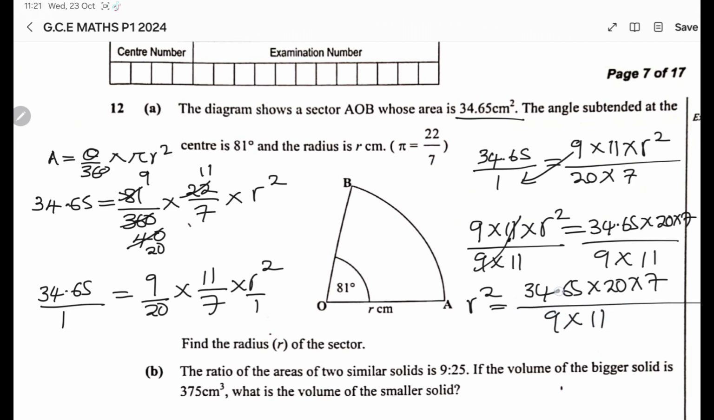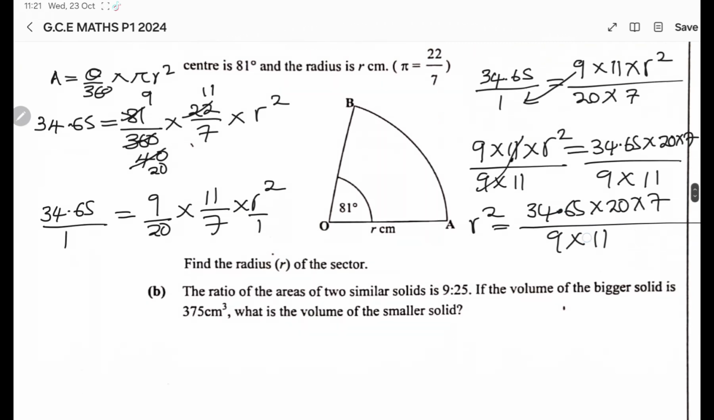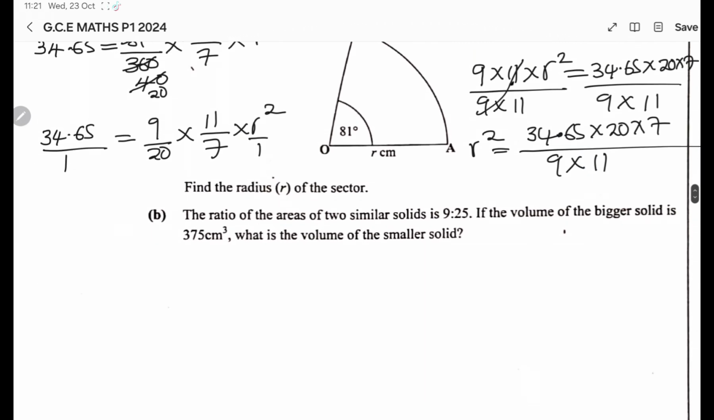There is a decimal at this point, so I'll continue from here. Now we need to get rid of this decimal so that we can work it out properly. If you have done decimals multiplied by 10 or by 20, you just cancel out the 0 and the decimal moves one point. So we are going to have r squared equals 346.5 multiplied by 2, so the 0 will go and the decimal will move one point, then multiplied by 7 over 9 by 11.